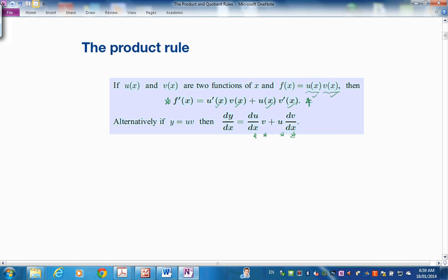Let's check it out using an x to the n approach and just verify, this is not a proof, but verify for a pair of functions that this product rule works. So let's have a look.